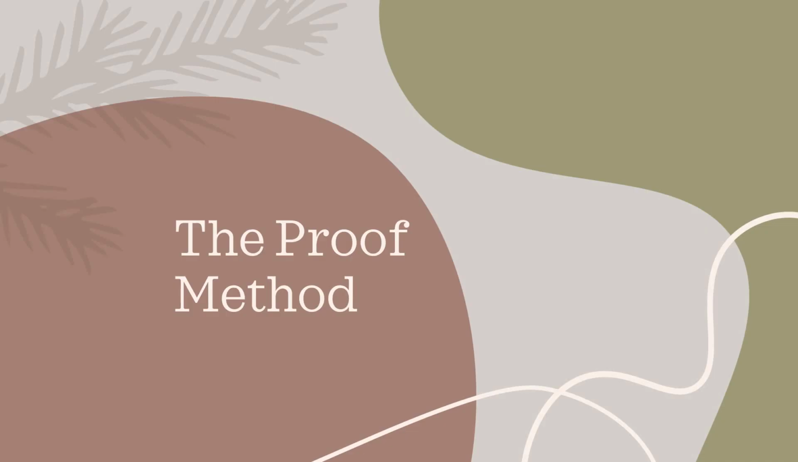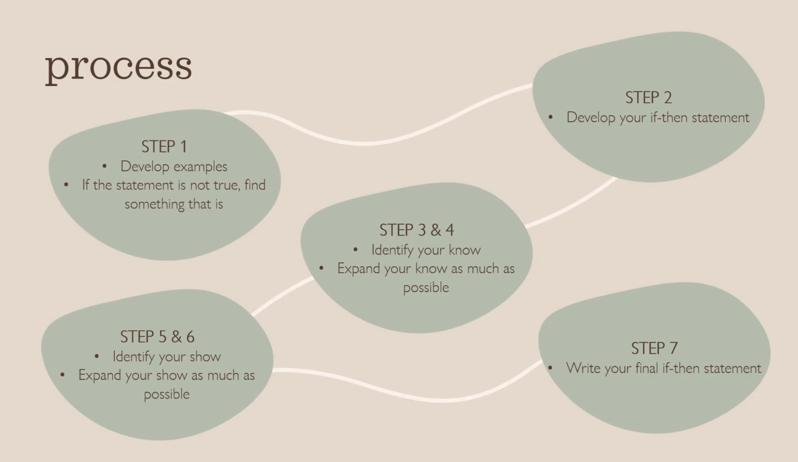So the proof method, how do we go about proving things? For our process, we're going to have a 7-step process. So step 1, we're going to develop examples. So this is really getting in, trying different ideas, trying different cases. What could be true? Is it positive? Is it negative? Are they subsets? Are they disjoint sets? Etc.